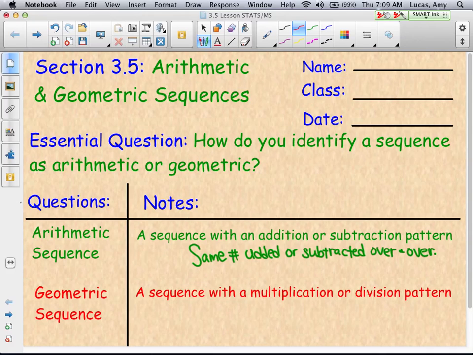A geometric sequence then is a sequence with a multiplication or division pattern. So just like with the arithmetic sequence, it would have to be the same number multiplied or divided over and over. It can't change even once.